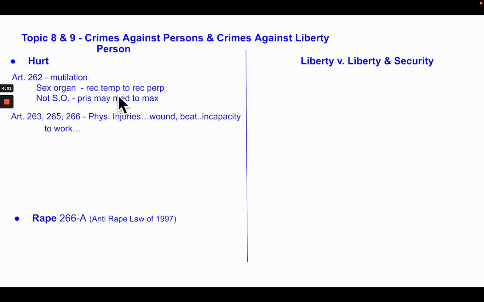What is the crime of physical injuries? When you wound, beat, or assault to hurt somebody, and the effect is that you cause the incapacity of that person to work. Now physical injuries can be of three types: serious, less serious, and slight.